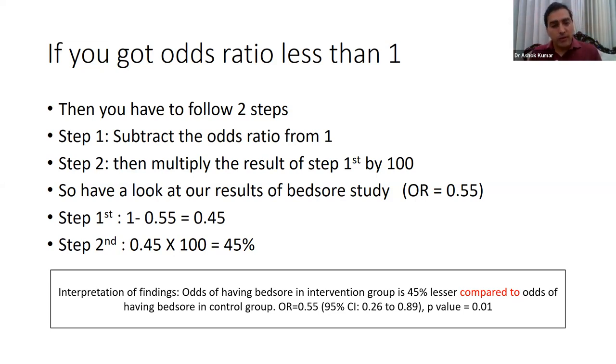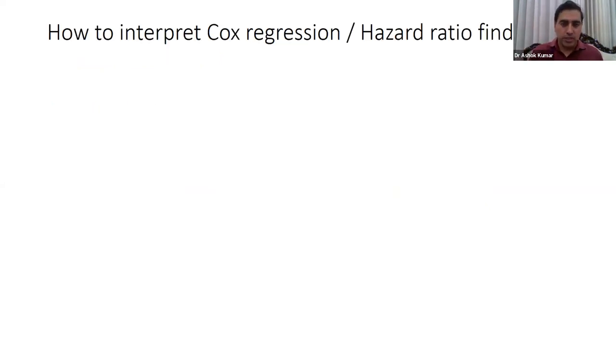And this is the OR; we have to give the OR as 0.55. This is the 95% confidence interval, and this is the p value. Okay. So how the 95% confidence interval and p value came, I will show in SPSS.